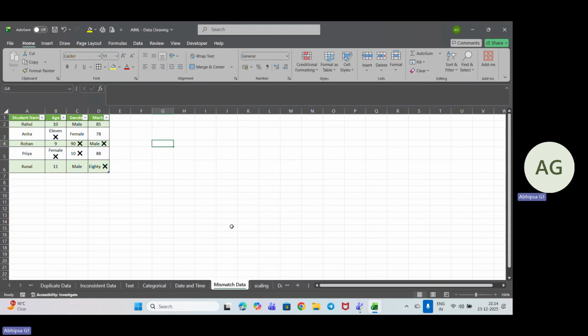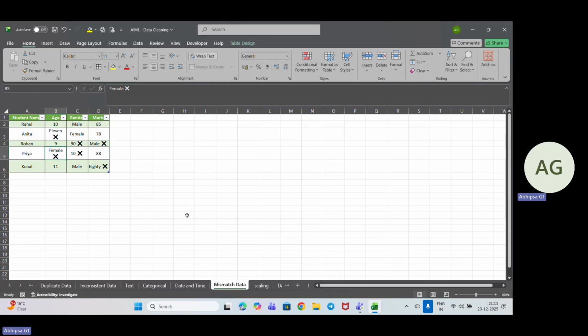Next, we have the mismatched data. This is the data set that contains mismatched data. So why is mismatched data a problem? Suppose there is a 10-year-old, so we are looking at the age, the male and the female. Here you can see this is the age column. What about this female here? Why is this female? So here 11, I can understand this is an inconsistency in the data that we can fill. But what about this female?